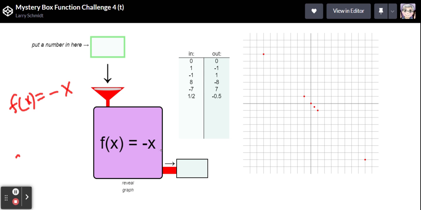And there it is. We were right. So we got that after the second point we put in, really, although we needed a few more to verify it. And if we graph that line, it looks like that. So that is the function f of x equals -x.